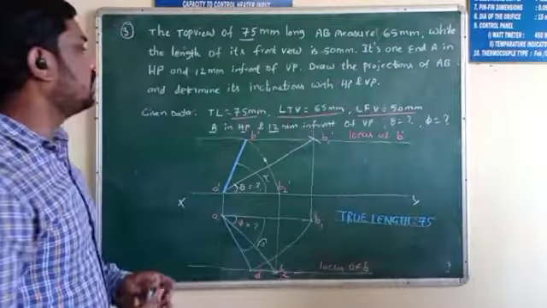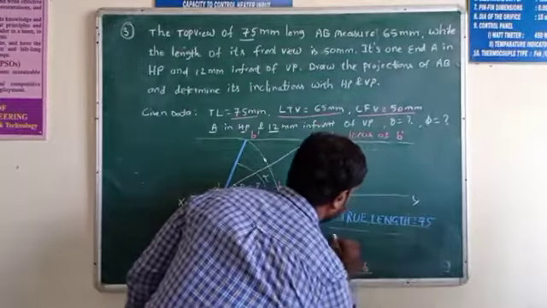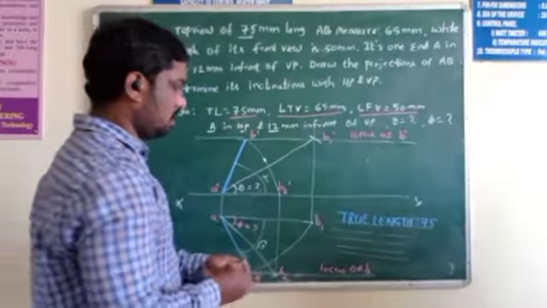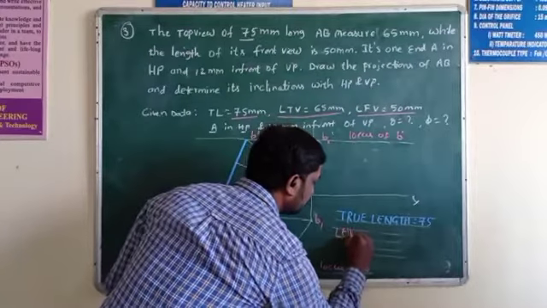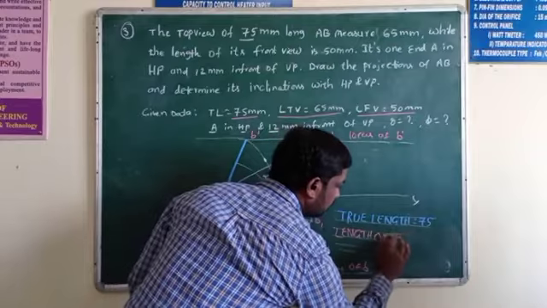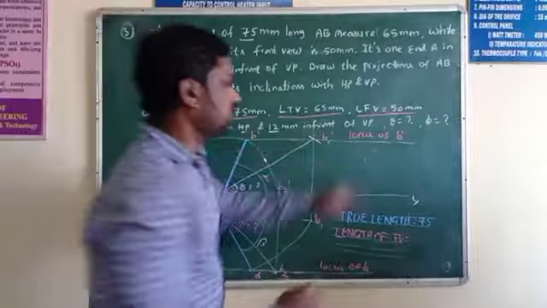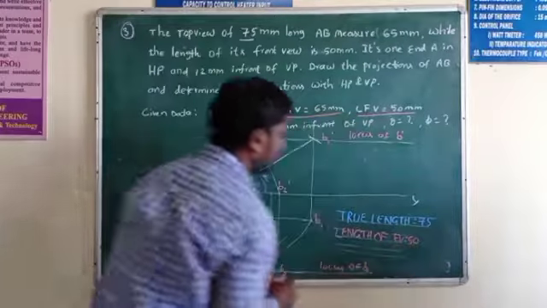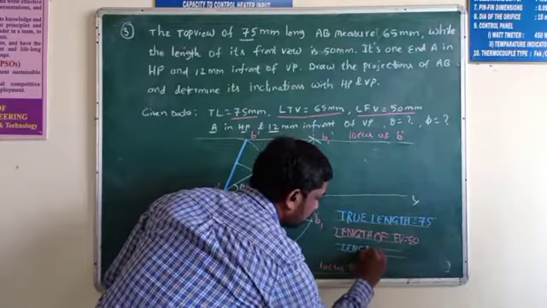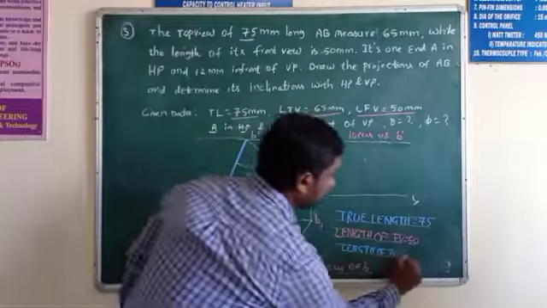Okay. Any other data given? Length of the front view and length of the top view. So write down length of the front view, LFV, and length of the top view. How much is given? Okay. So this is the length of the front view. Length of the front view, LFV, is 50 mm. Okay. And length of the top view equal to how much? It is equal to 65 mm.